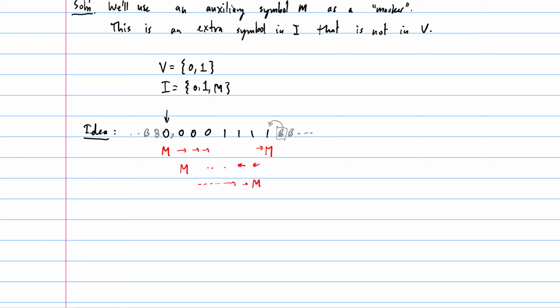So again, start here with the leftmost 0 and rewrite it as an M. M here just means marker. That just means that it's already been viewed or seen, however you want to say it, but it's already been observed.